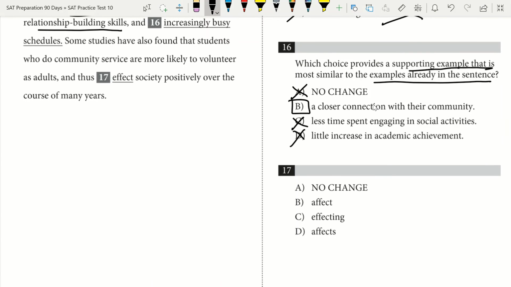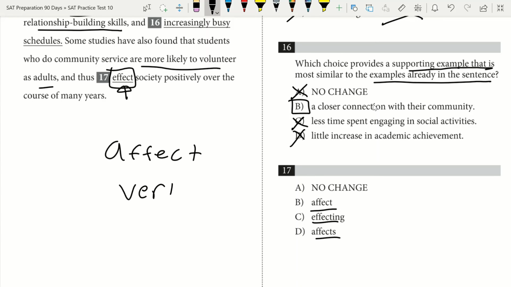All right, next up, we have some studies have also found that students who do community service are more likely to volunteer as adults, and thus, okay, right here, this is a homophone question. I know that because obviously this is a common homophone, and I see all my other answer choices have that same root, right, the same effect sound. Now, in this case, we are looking for affect, right? These students are going to affect society, right?